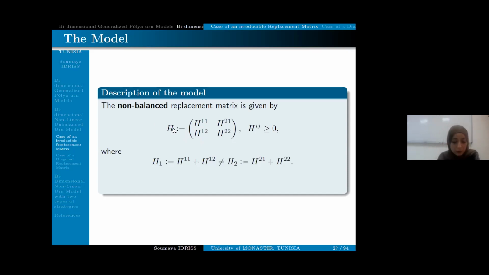As you see, the only condition that is required on the matrix is that it is non-balanced. It means that the sum of the first column does not equal the sum of the second column. This is the first condition. Other than this, the type of the matrix differs from a reducible one to an irreducible one. These are the only two conditions that I used.